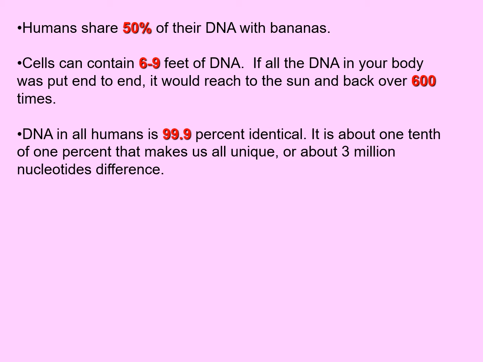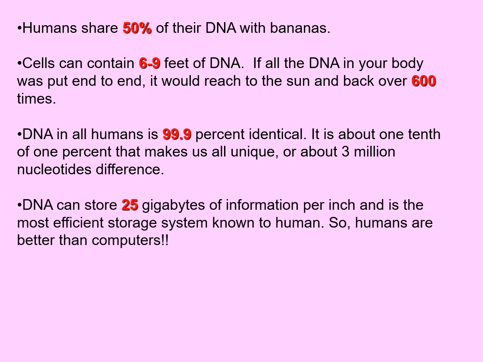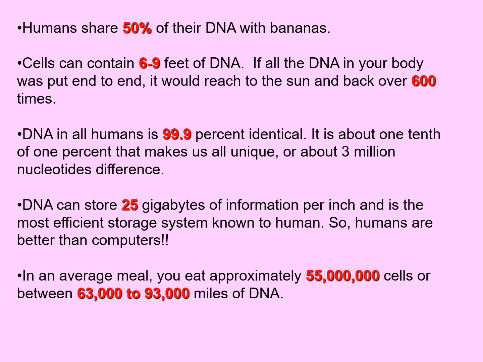DNA in all humans is 99.9% identical. It is about 1/10 of 1% that makes us all unique, or about 3 million nucleotide differences. DNA can store 25 gigabytes of information per inch and is the most efficient storage system known to humans. So humans are better than computers.